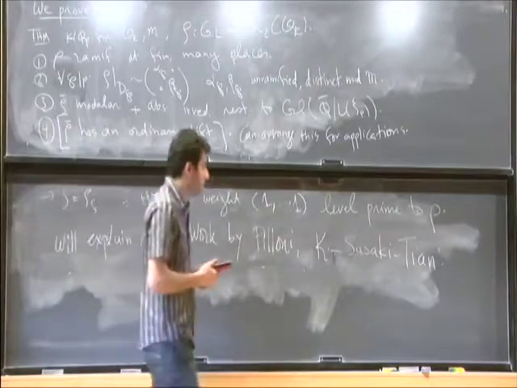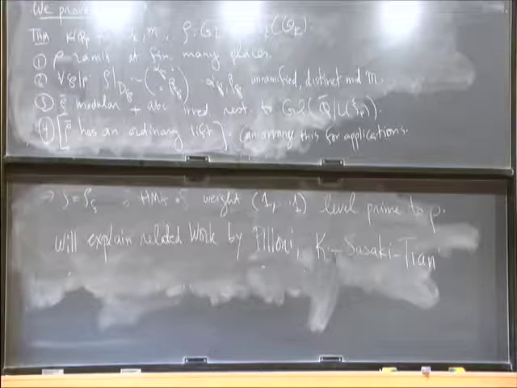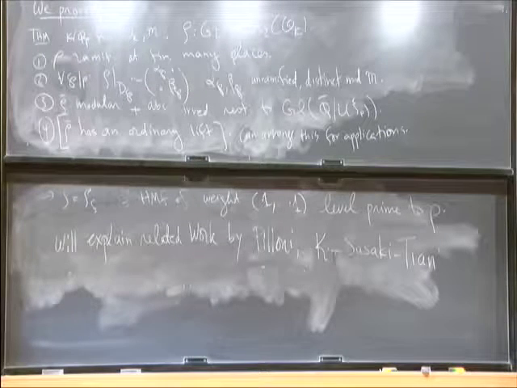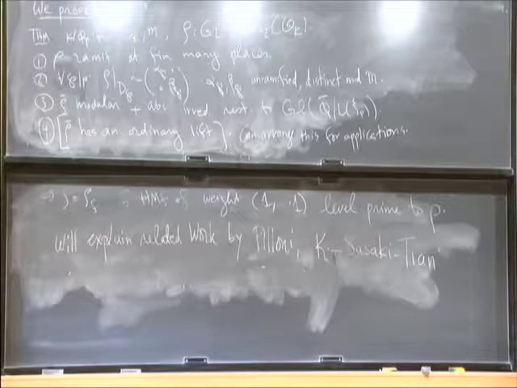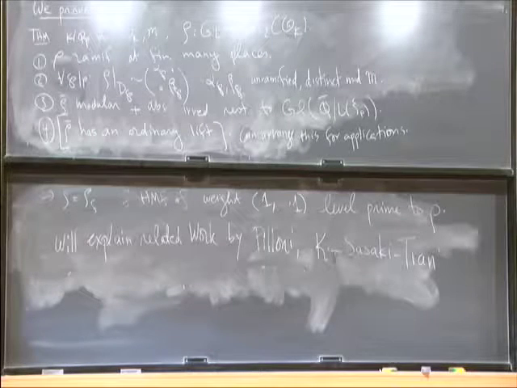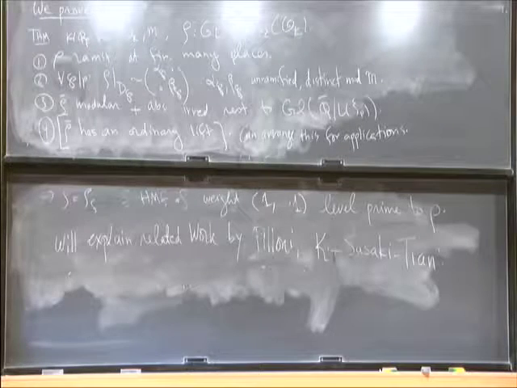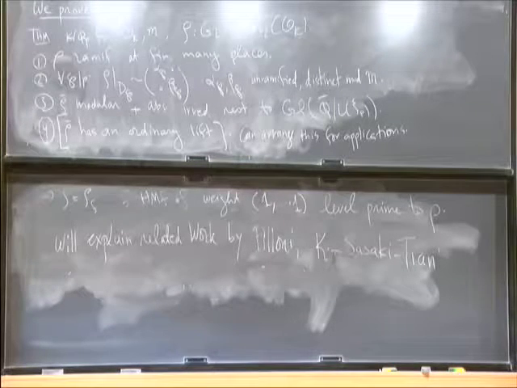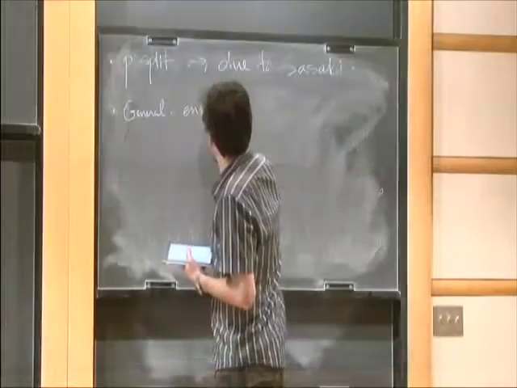Okay, so let's think about this. What can we do? First of all, if P is split in the totally real field, then this is due to Sasaki, which is generalizing the Buzzard-Taylor method again. So what happens in general? In general, it's enough to deal with the inert case.